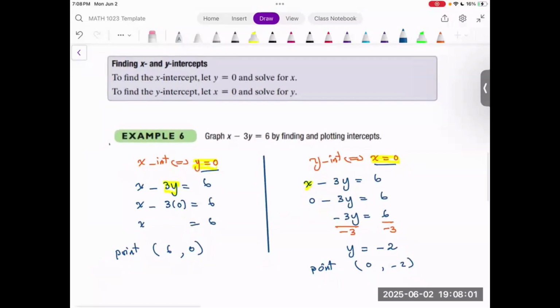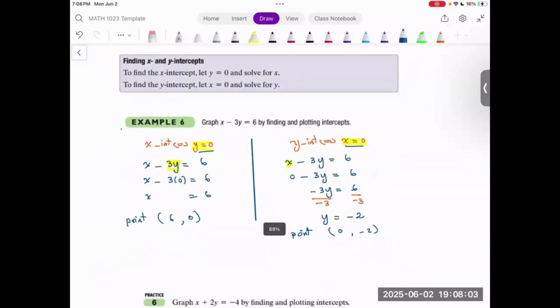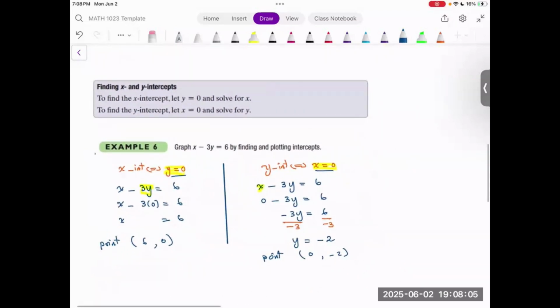I'll get back to plotting it in a moment. So now I'm going to do it with the fast method, right? So we clear about the x-intercept and the y-intercept, right? Any question?